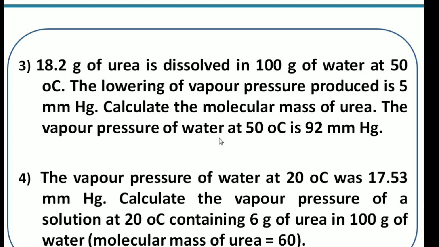Students, in the present problem, vapor pressure of solvent water is given as 92 mmHg, and the lowering of vapor pressure, that is P naught minus Ps, is given as 5 mmHg, and the weight of urea is given as 18.2 grams, and the weight of the solvent, that is water, is given as 100 grams. So we should find the molecular mass of the urea. So we can solve, students.